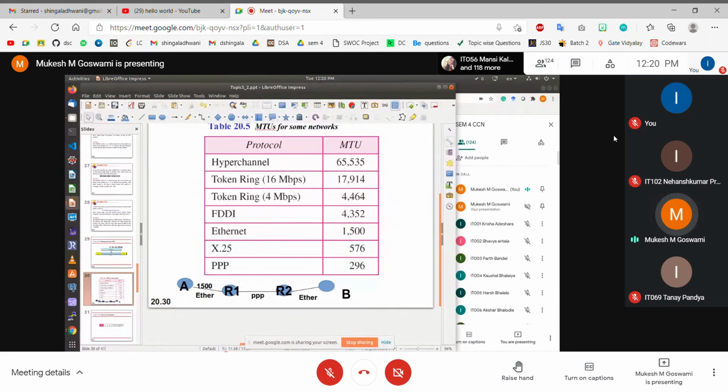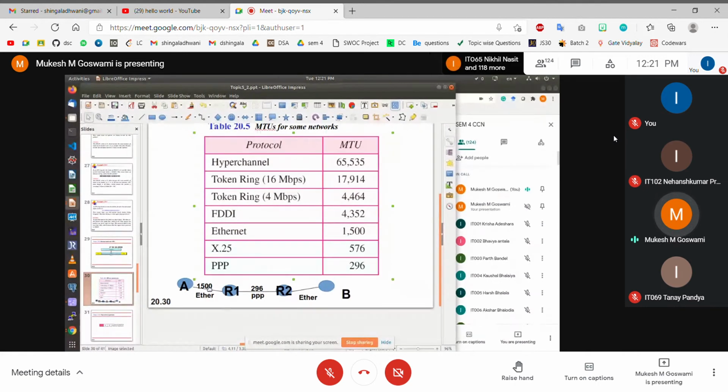But when R1 is trying to forward this packet to R2, there is a problem. What is the problem? PPP can only support a maximum size of 296. So here the maximum size of an IP packet can be only 296. But the actual packet received by R1 is 1500 bytes. But on the R1 to R2 link, since it is a PPP link, it can only send 296 bytes at a time. So what do we do now, right?